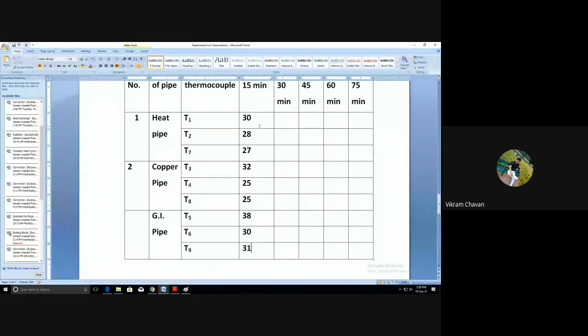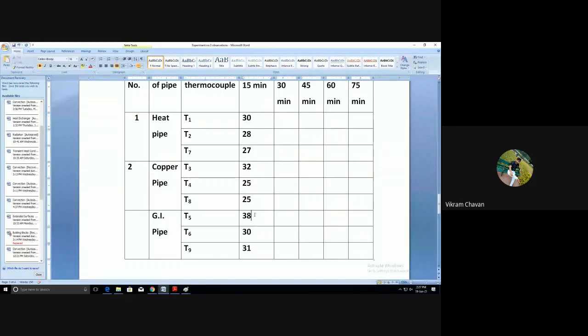Then how to compare these three particular pipes? Take the difference of the bottom side temperature and the top side temperature. The temperature difference is very small in the case of the heat pipe: 30 minus 28, so it has only a 2 degrees Celsius difference. Whereas in the case of the copper pipe, the bottom side temperature is 32 degrees Celsius and the top side temperature is 25 degrees Celsius, so the temperature difference is 7 degrees Celsius.